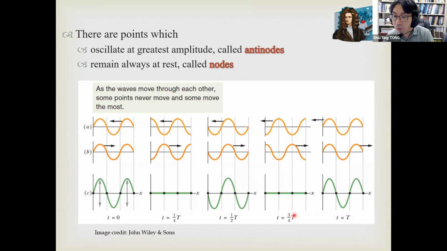And after another quarter of a period, the two waves add up to 0. And after another quarter, when it completes the whole period, it returns to its original shape. So you can see the two waves vibrate like this. Because the wave does not propagate, it simply vibrates up and down at its original position, it is called a standing wave.